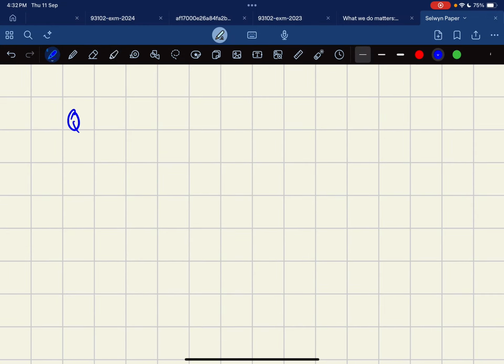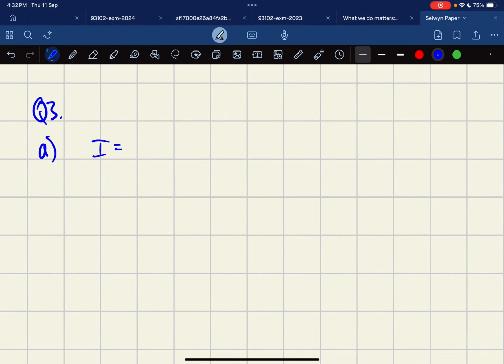Okay, we'll go on to question 3. So the first part A, is find the integral of 4 secant squared of 2x dx.